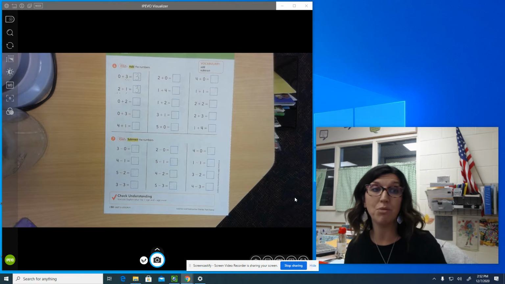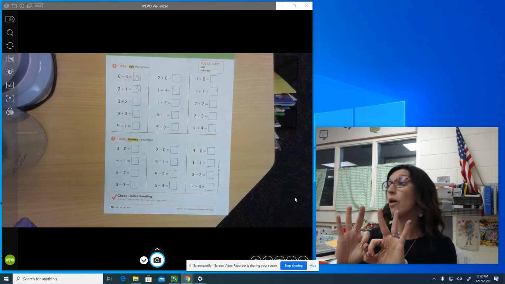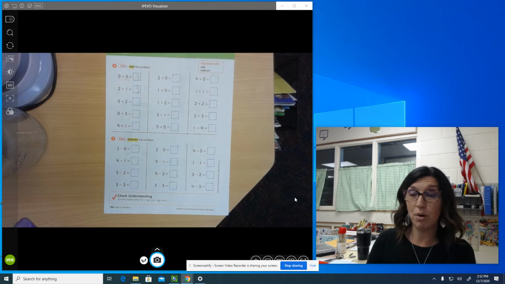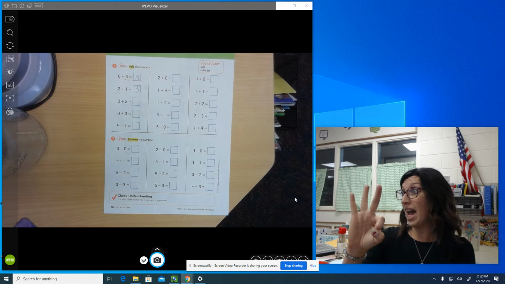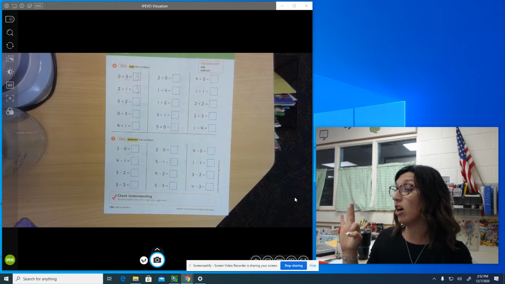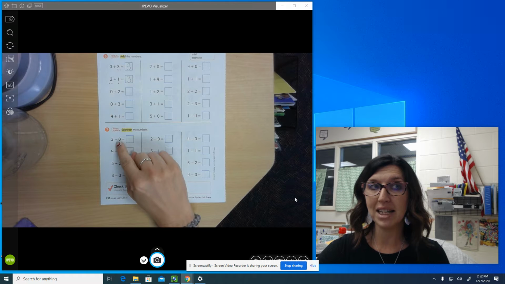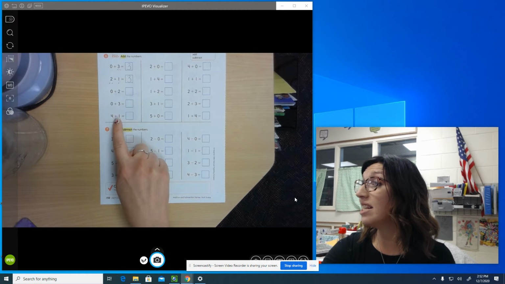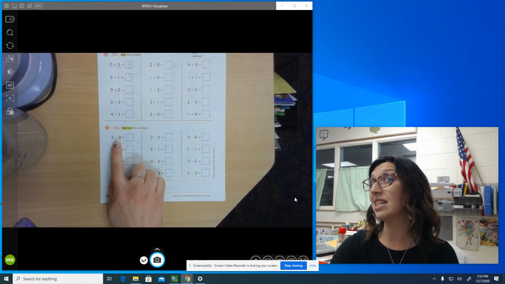If we have an addition problem, that means we start with some and we get some more, and then we want to know how many we have all together. But when we're doing a subtraction problem, we start with some and then some goes away, and then we have to find out how many are left. Look at the difference between my addition problem and my subtraction problem. In my addition problem, I have a plus sign. In my subtraction problem, I have a minus sign.